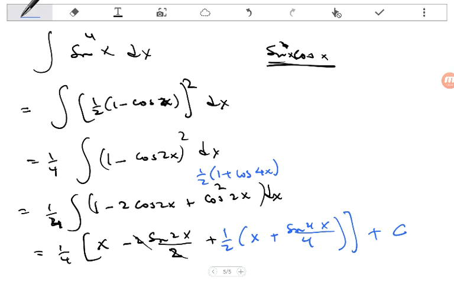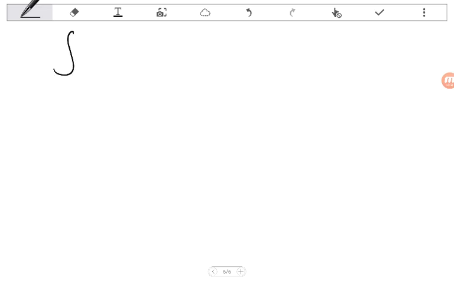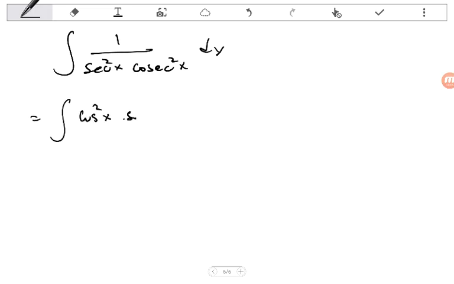Okay, we have learned how to treat any case of these. If I had integration of 1 over sec squared x cosec squared x, convert them into 1 over sec squared or 1 over cosec squared, this is just sine squared x multiplied by cosine squared x. I look for the odd power. Is there any odd power? No. So I need to apply the reduction formulas.